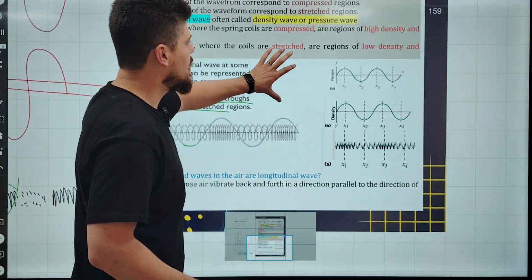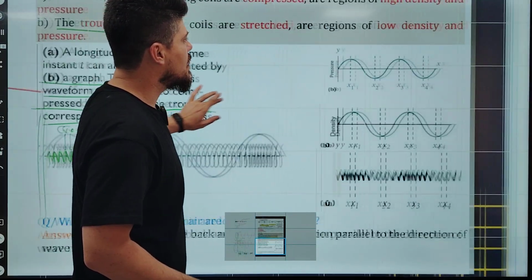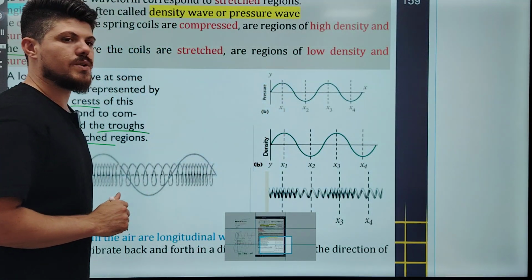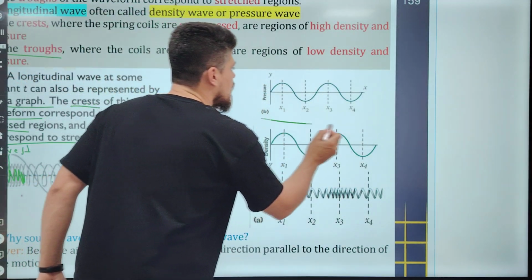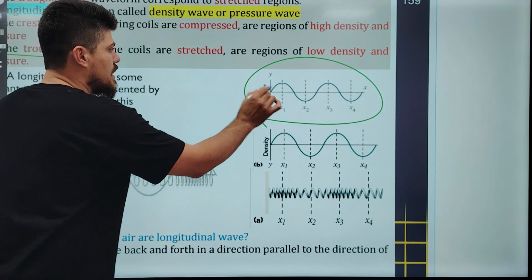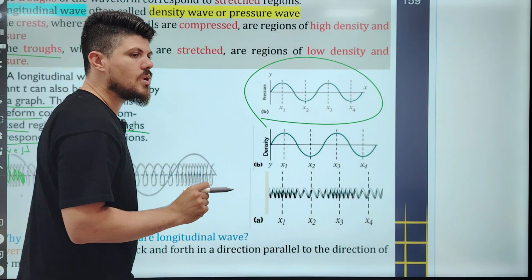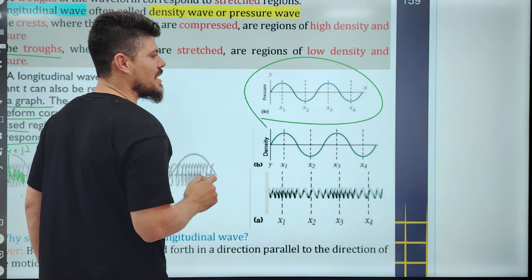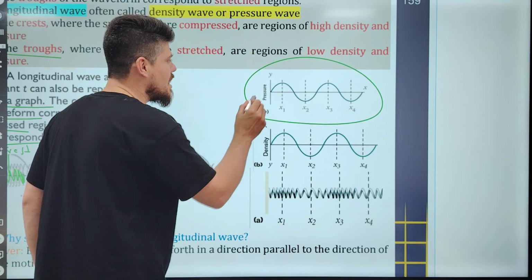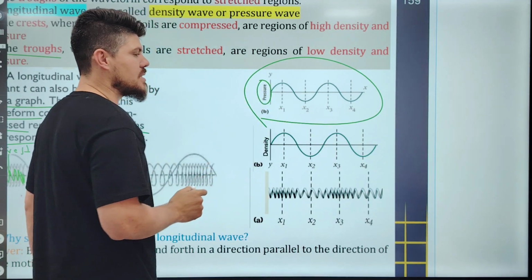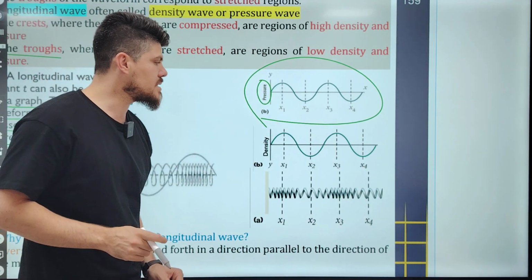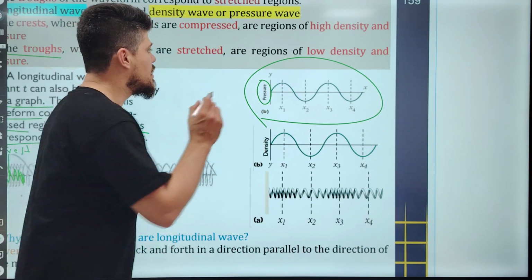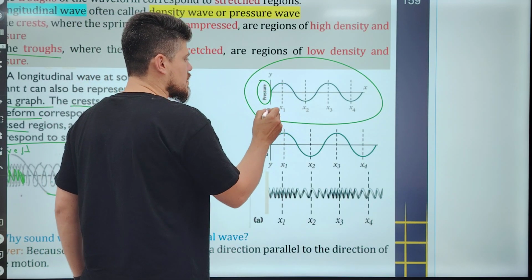Look at this figure. Is this sine wave a longitudinal or transverse wave? You have to say this is a longitudinal wave. This is not a transverse wave. Why? Because the pressure is here. If you see pressure or density, you cannot say this is a transverse wave. This is compression, this is rarefaction.